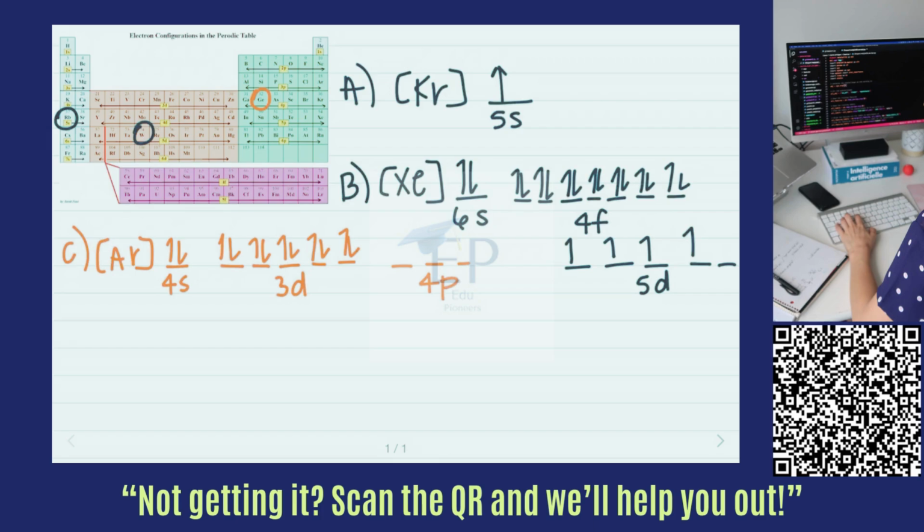And then is our 4p orbital, which is where germanium is found, which could have a total of 6 electrons. So we put 3 lines. Germanium is the second, so we're going to put an arrow in the first and in the second.